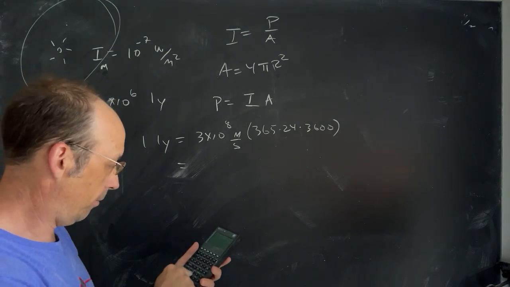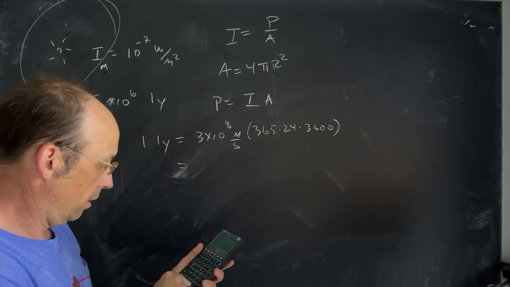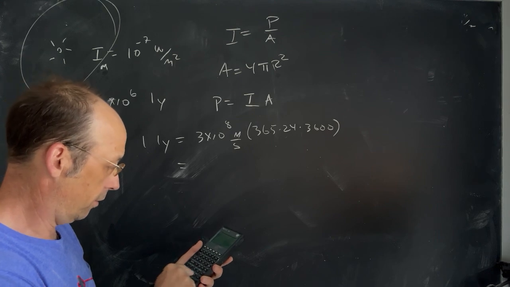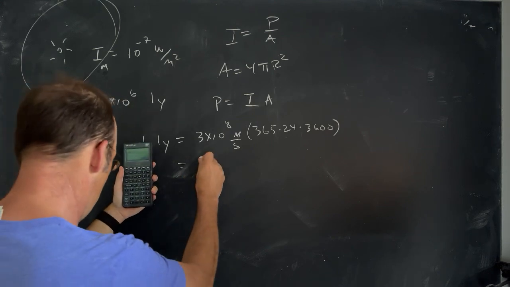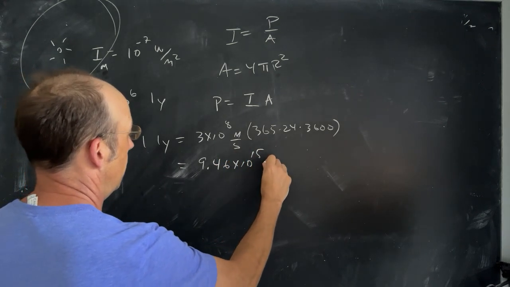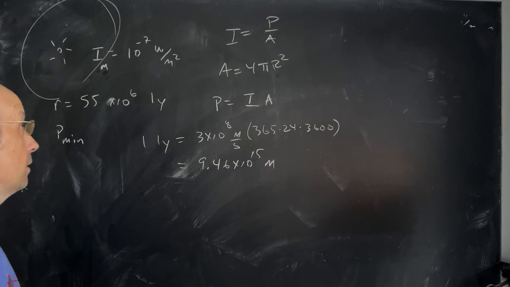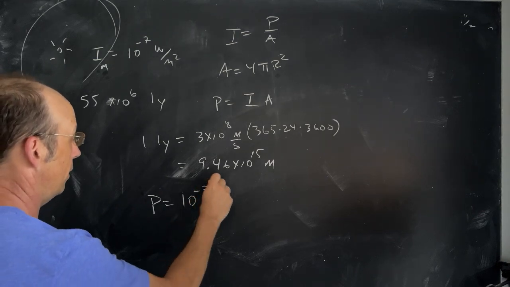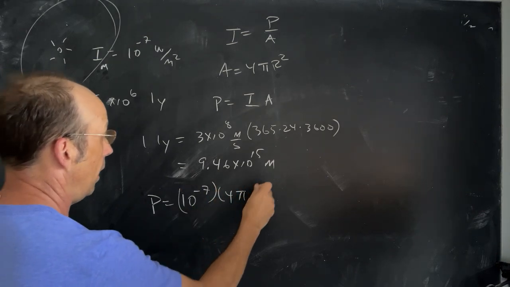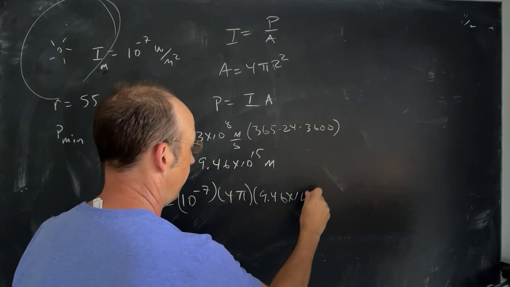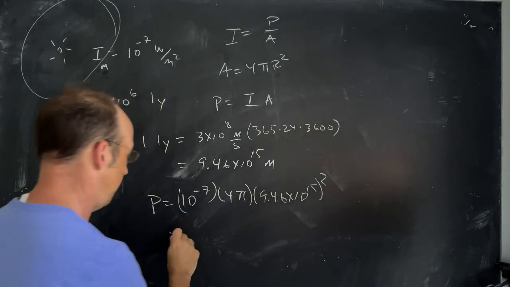It's going to be 3 times 10 to the 8th, times 365, times 24, times 3,600. And I get 9.46 times 10 to the 15th meters. That's the distance in that. So now I can calculate the power. Let's just put in our numbers. It's going to be the intensity, 10 to the negative 7th, times 4 times pi times 9.46 times 10 to the 15th squared.